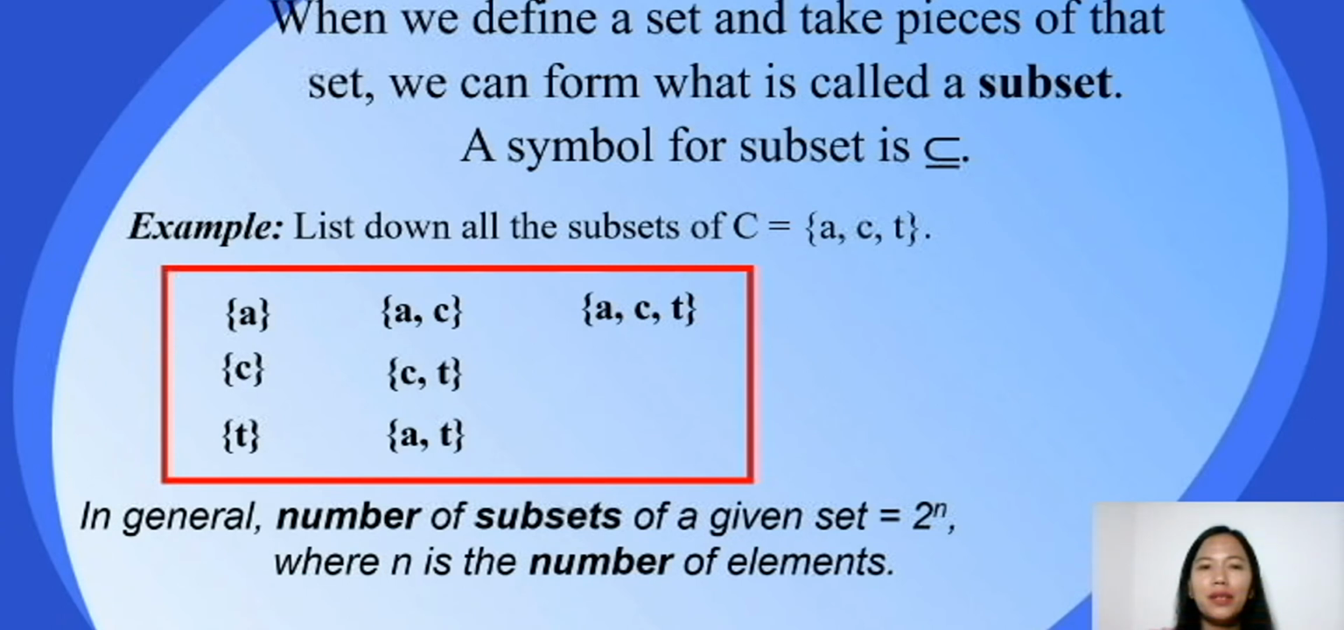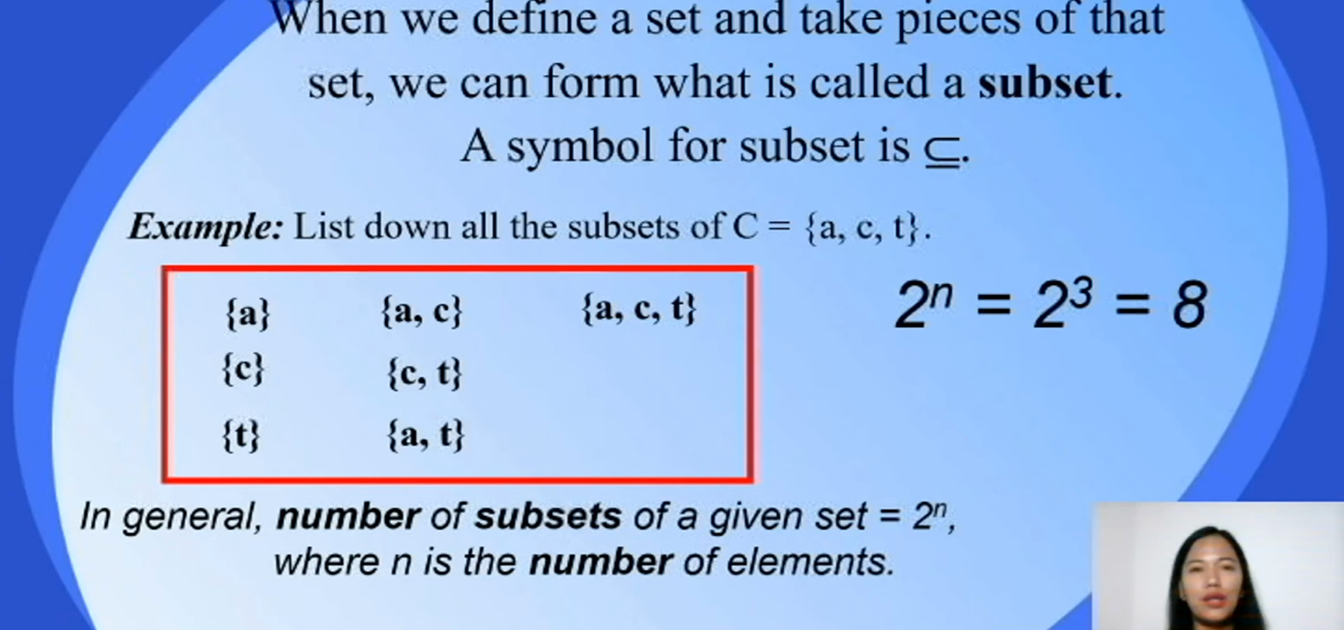In general, the number of subsets of a given set can be determined by using the formula 2 raised to n, where n is the number of the elements of the set. Let us apply this formula in this example. We have 2 raised to n equals 2 raised to 3 because there are 3 elements in the given set. Evaluating 2 raised to 3, 2 times 2 times 2 is equal to 8. So therefore, there should be 8 subsets. If we count these subsets, we only have here 7. Where's the other one?